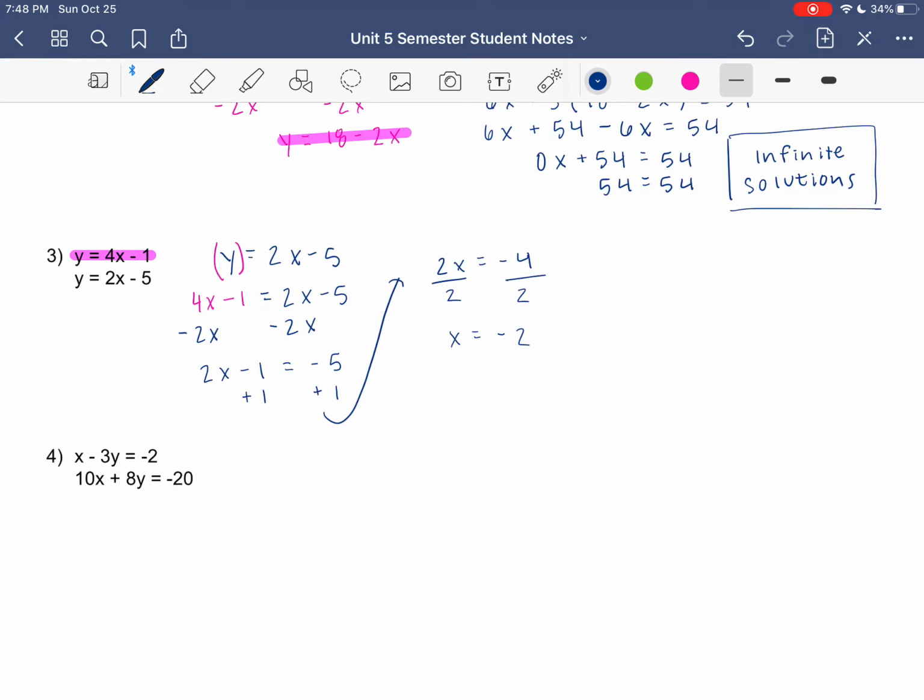We still need to find what y is equal to. And we can actually take that point, and in this one, since both of the equations are isolated, you could use either equation. It does not matter. You'll get the same answer either way. But we're going to take that value, x equals negative 2, and we're going to substitute it in to, I'm going to use the top equation, the 4x minus 1. So we're going to replace that x with a negative 2.